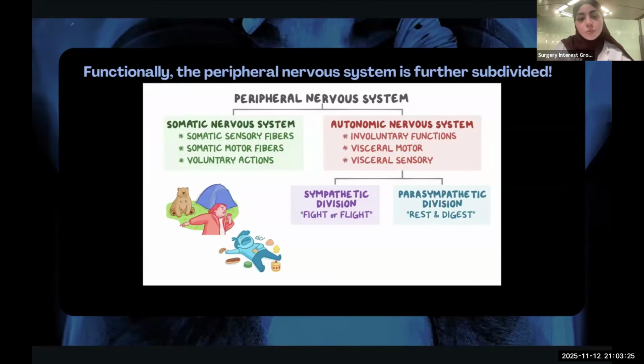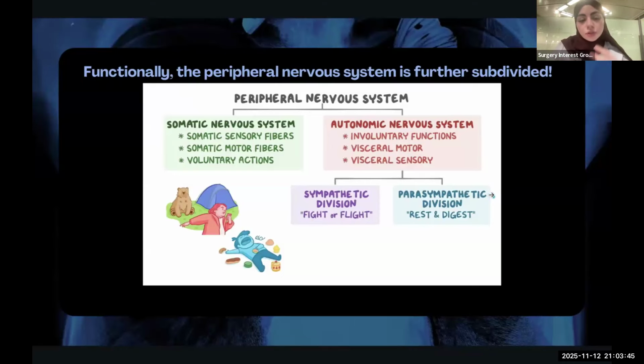Now, the somatic nervous system will have both sensory and motor fibers. These nerves are going to be controlling things that are voluntary. So it's going to contain voluntary actions. So let's say that I want to move my arm like this. This is going to be voluntary. How is it controlled? By the somatic motor fibers, okay?